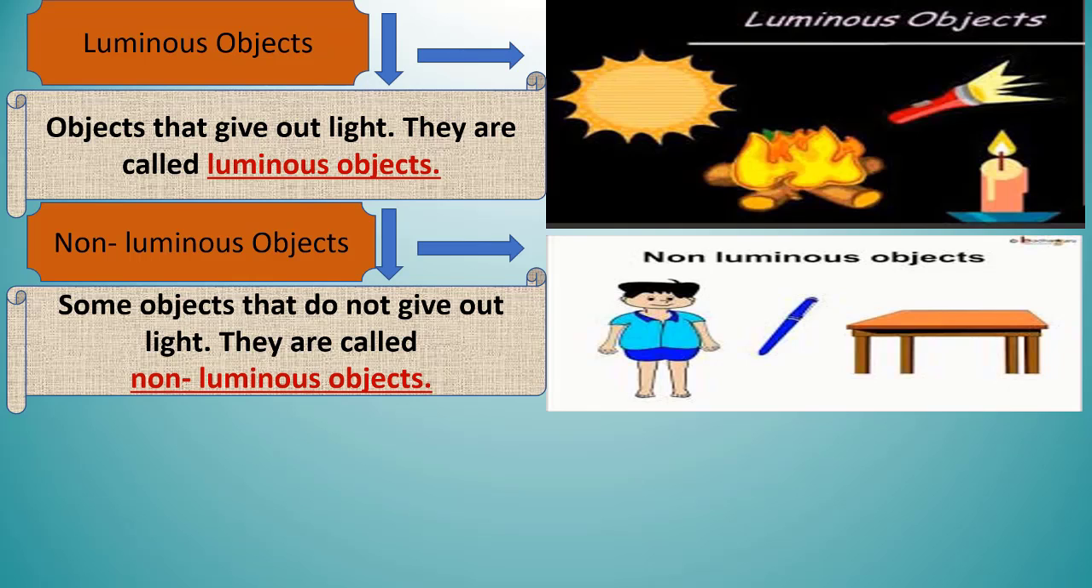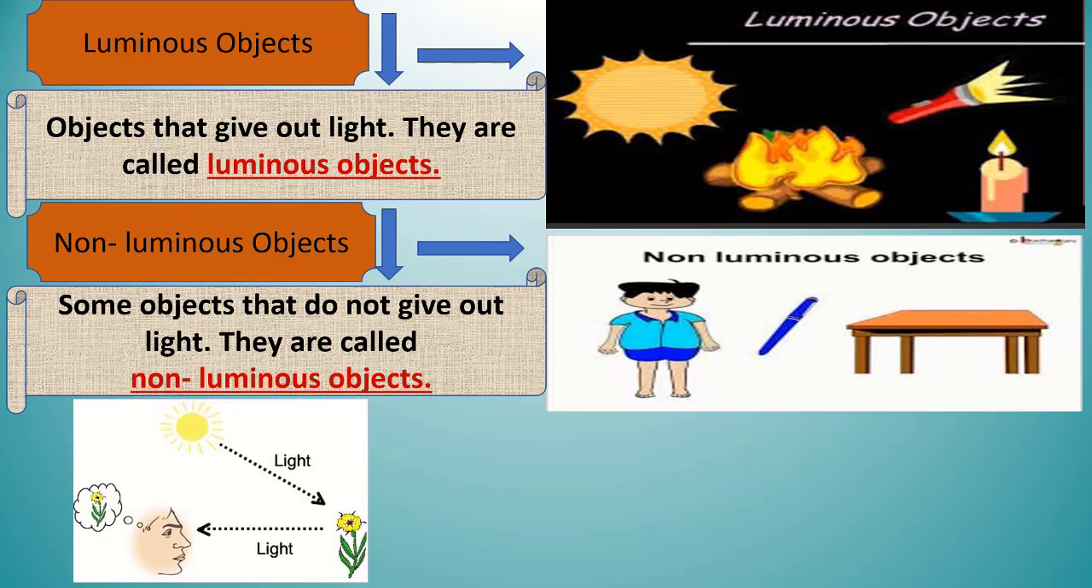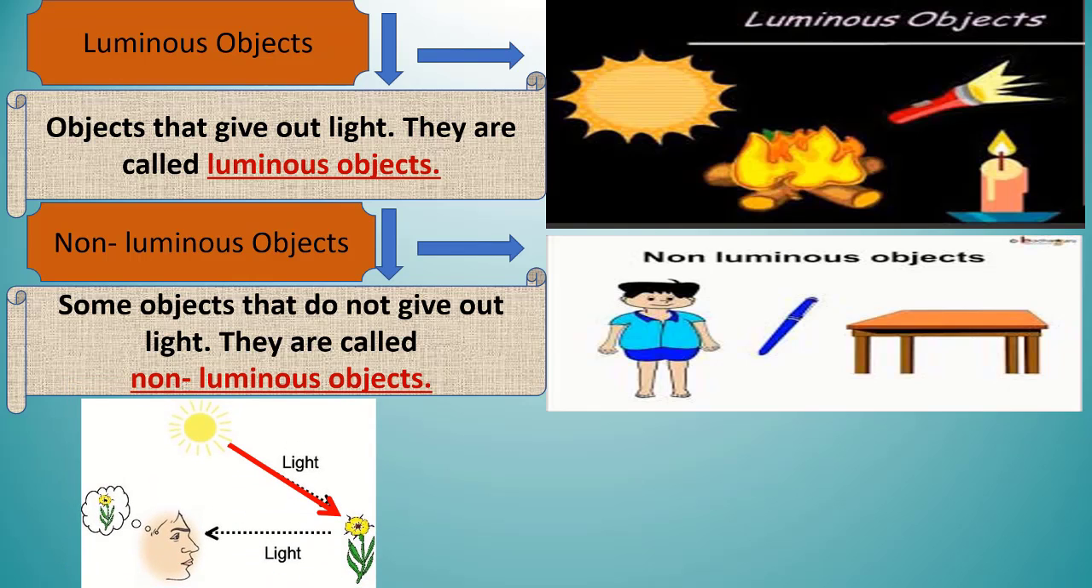And students, we have learned in the previous lesson how we can see the objects. So students, we can see things or objects only when there is light. When light falls on an object, it bounces back. When this light reaches our eyes, we can see the things. So students, we see an object when light from it reaches our eyes.